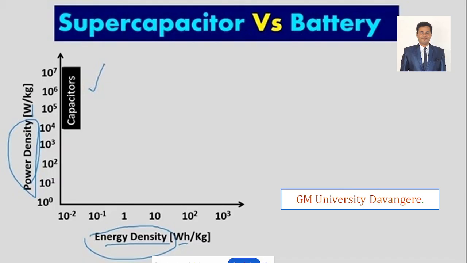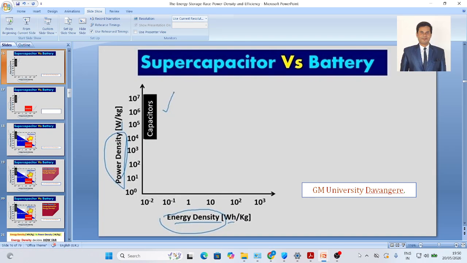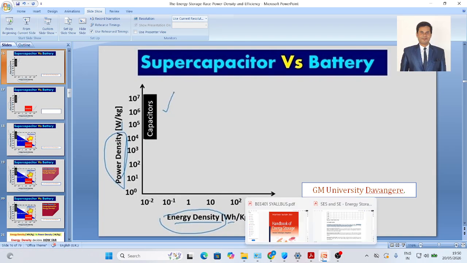If I keep the capacitor here on the y-axis, and the battery here, and we plot the graph between the battery and the capacitors, then we'll see how the power density and the energy densities make a lot of impact on the super capacitor as well as the batteries. Both can be used for EVs also, depending upon the application. So here we have the energy densities on the x-axis, and on the y-axis we have the power densities.